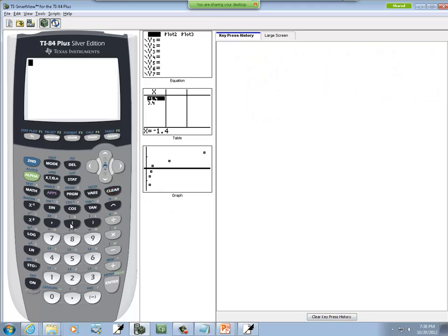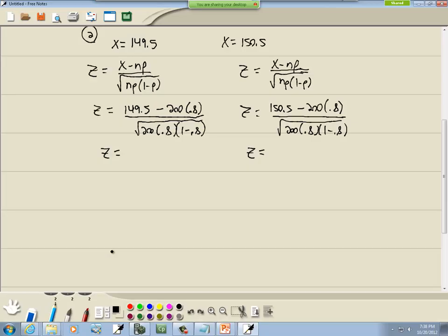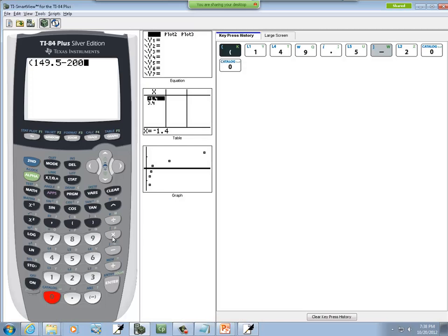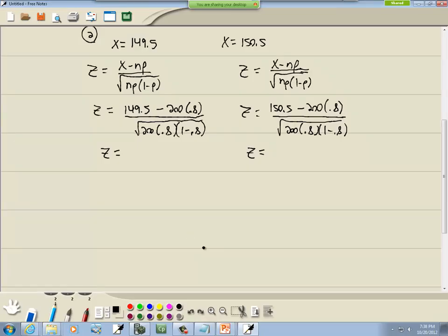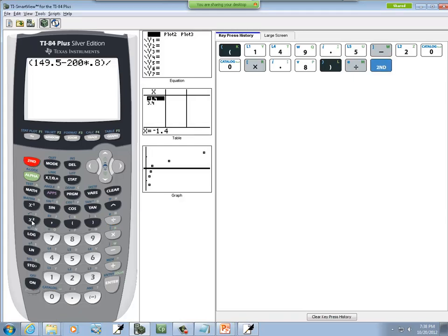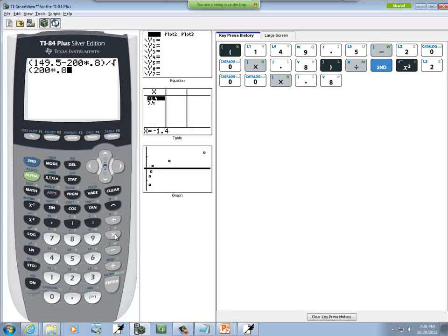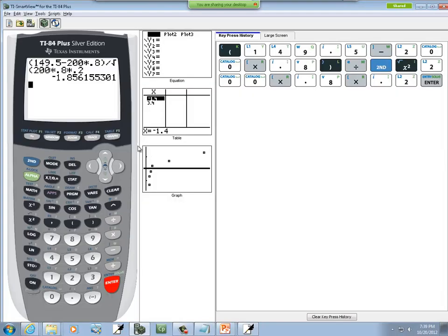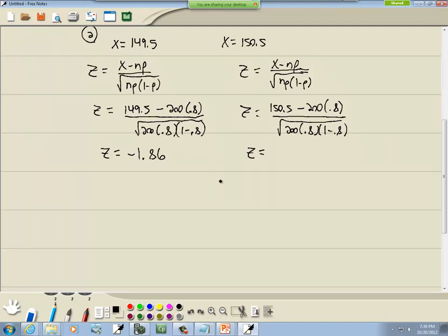Now, in terms of entering these into your calculator, you have to put parentheses on the top. So I got 149.5 minus 200 times 0.8, closing parentheses on the top, divided by, and I don't need parentheses around the bottom because that's enclosed in a square root. So we get square root, second x squared. Okay, 200 times 0.8 times 0.2. 1 minus 0.8 is 0.2. Enter. And this will be negative 1.86. Again, I'll take it to 2 decimal places.